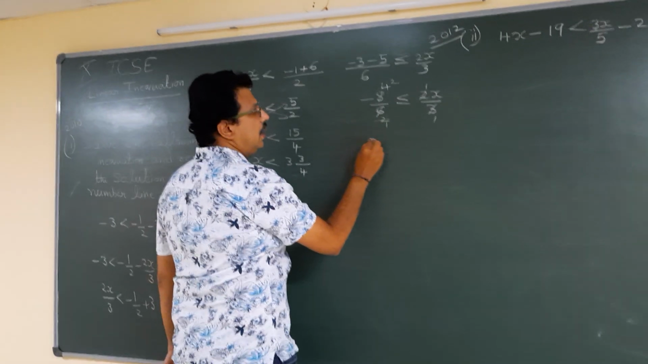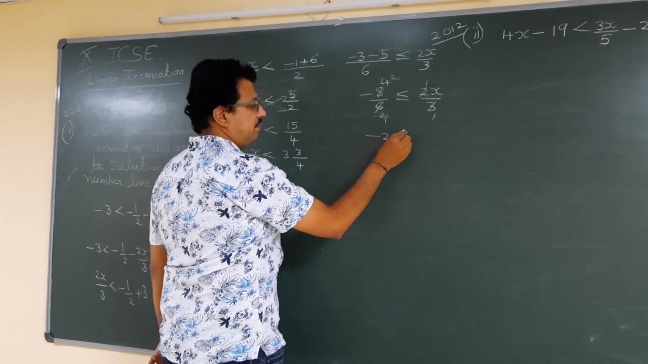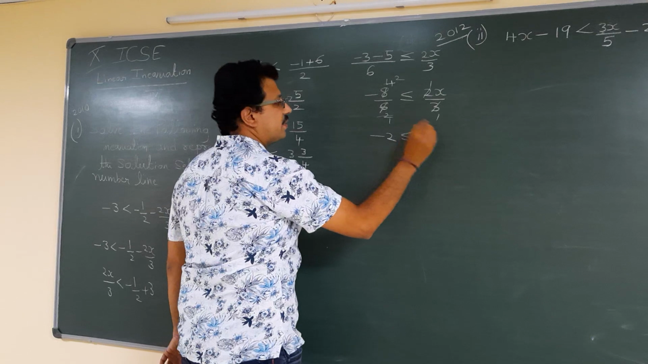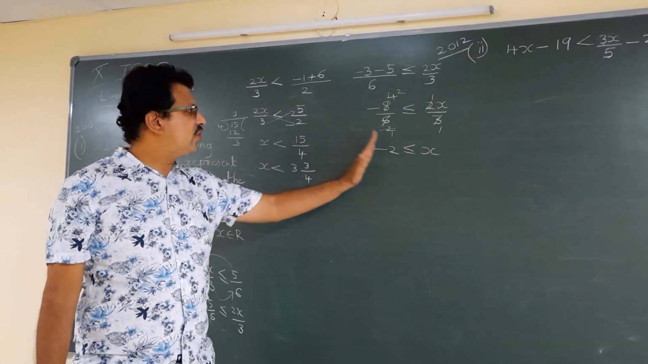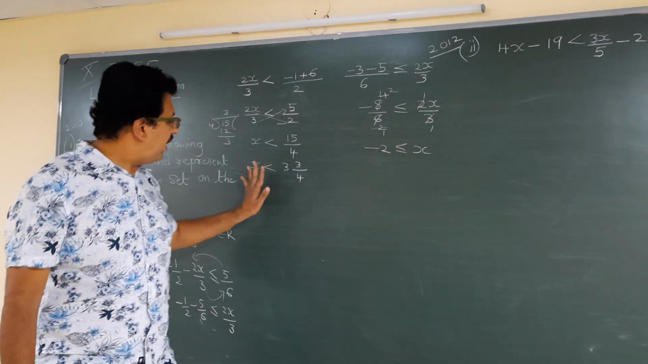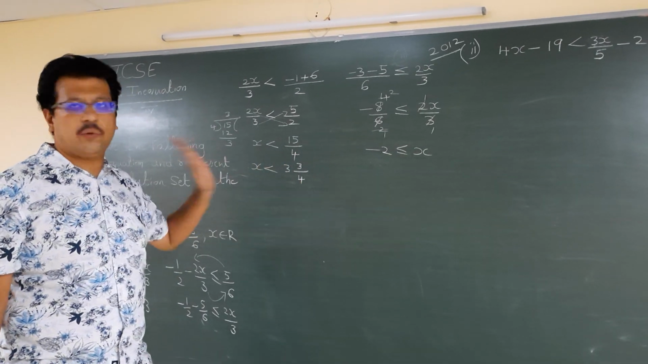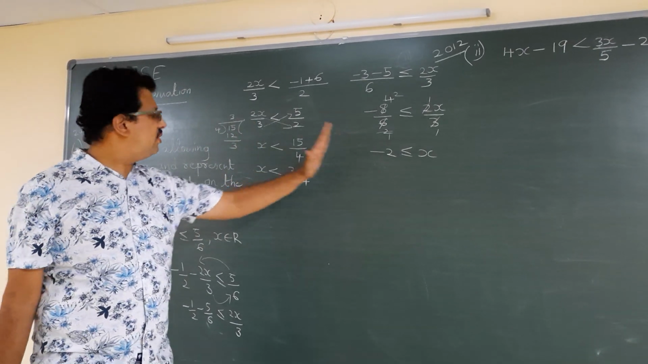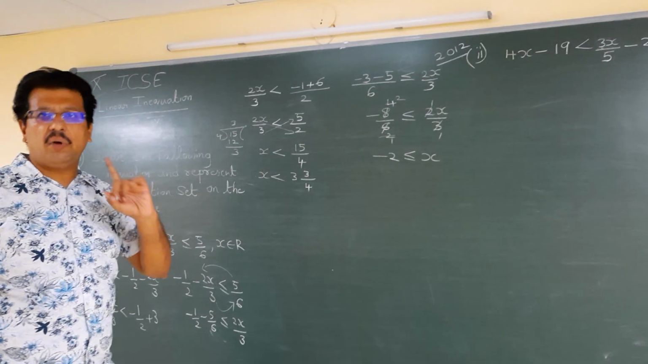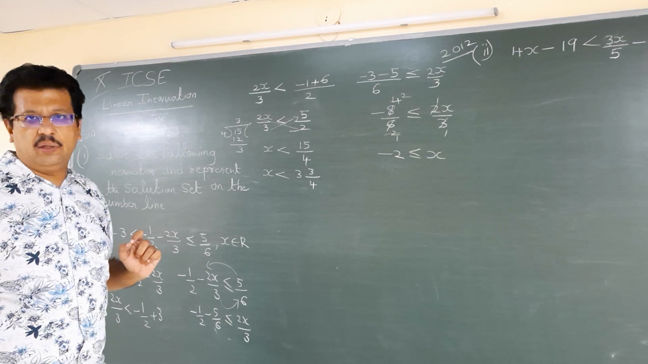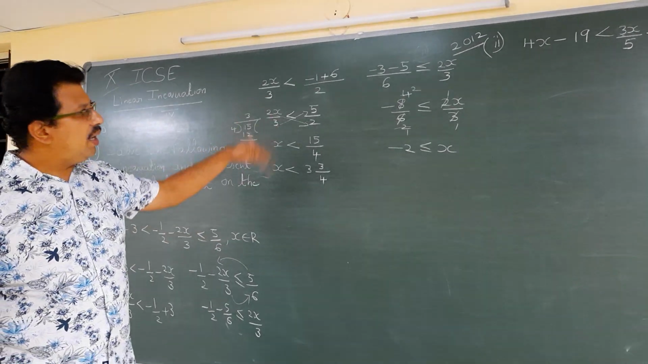So you can just get minus 2 less than or equal to x. You can observe, all of you, these two inequations: minus 2 less than or equal to x and x is less than 3 by 4. So if you do these steps correctly without making a mistake, you get 1 mark for the board exams. That is how they give marks, 1 mark.